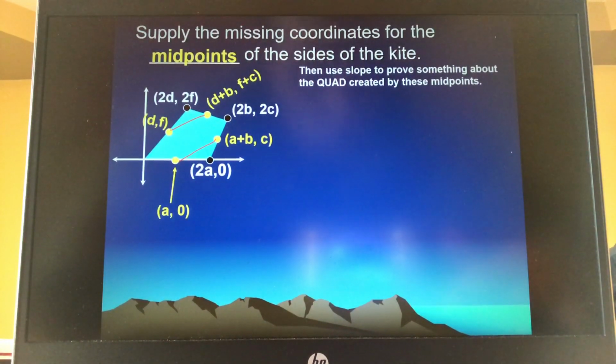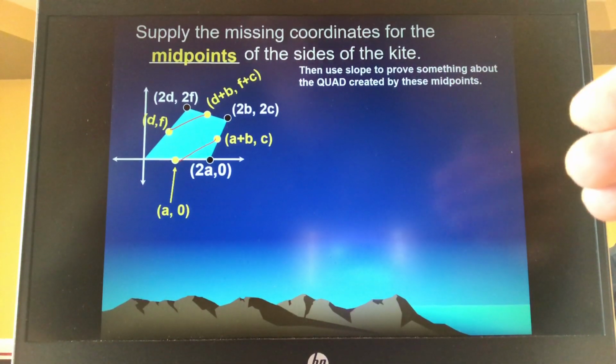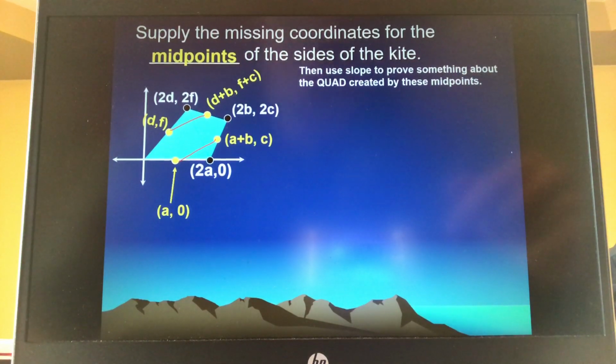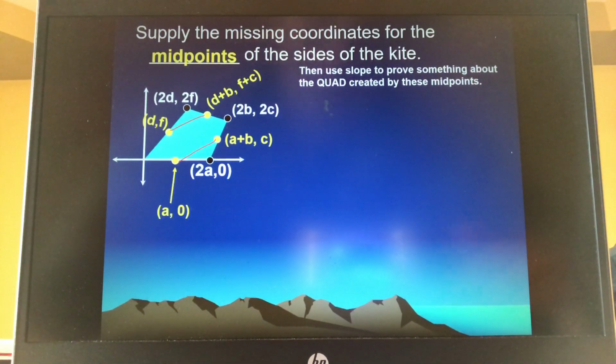So you'll see we can't do this numerically. This is a question asking you to use coordinate geometry to prove something about every single kite in the world. If you find the midpoints of the sides and you connect them, you'll get this type of figure, always. That's what we're after.